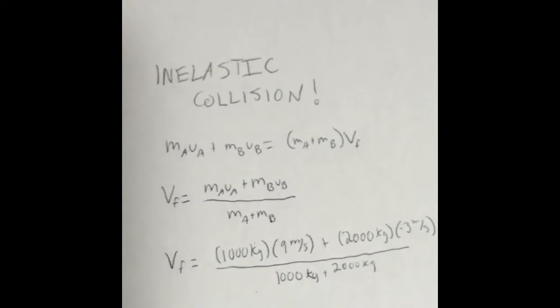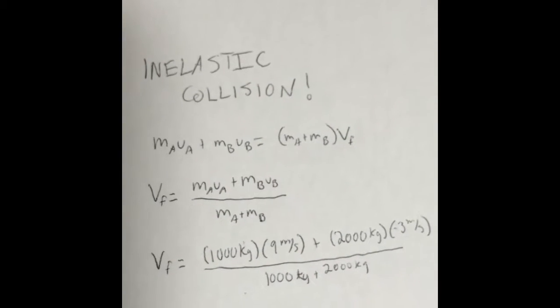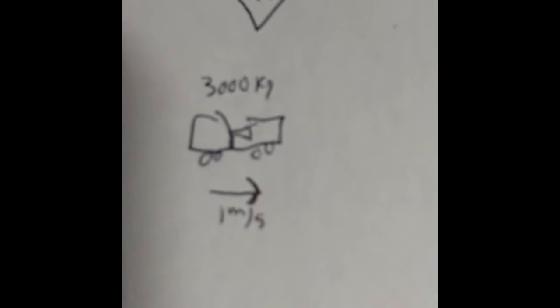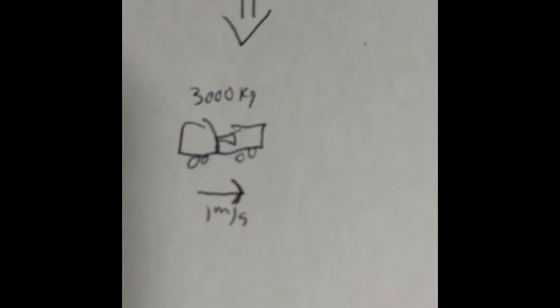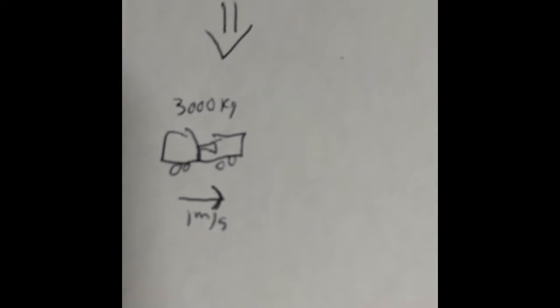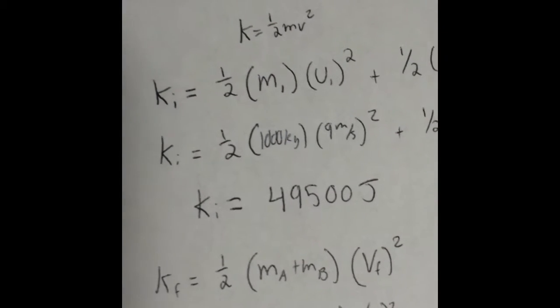So using the equation for inelastic collisions, we solve for the final velocity, which is the thing that we do not have, and we get 1 meter per second. So here is the car and the truck after having collided, and they're traveling at 1 meter per second. With this information, we can determine the change in kinetic energy.